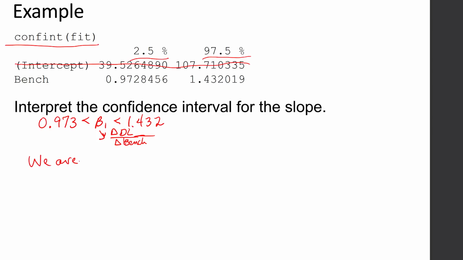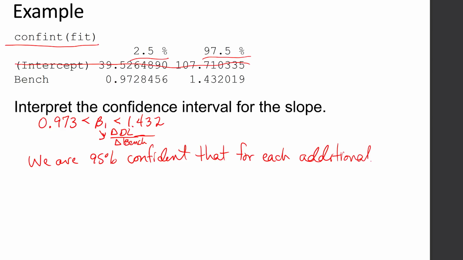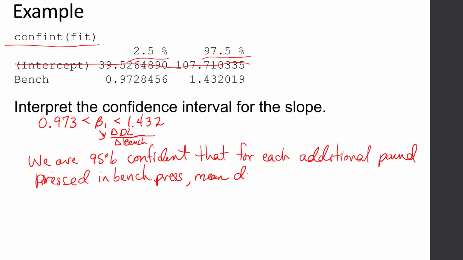So we are 95% confident that for each additional pound pressed in bench press, mean deadlift increases by 0.973 to 1.432 pounds.